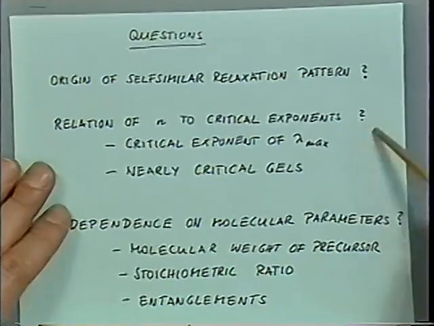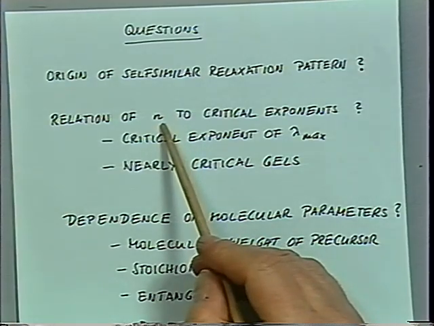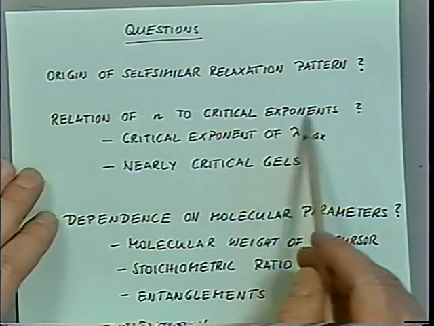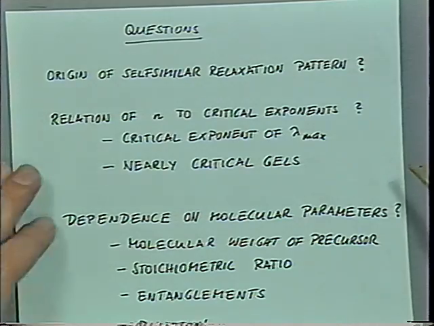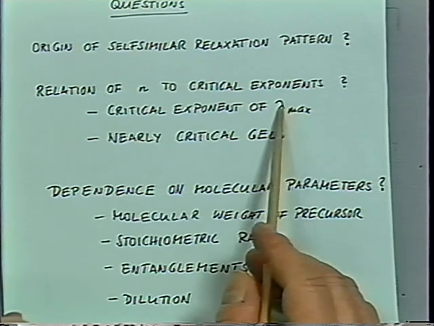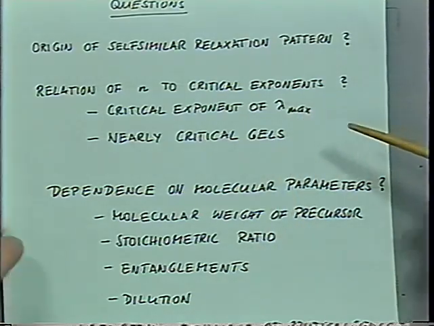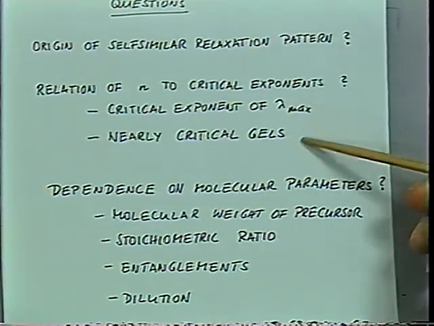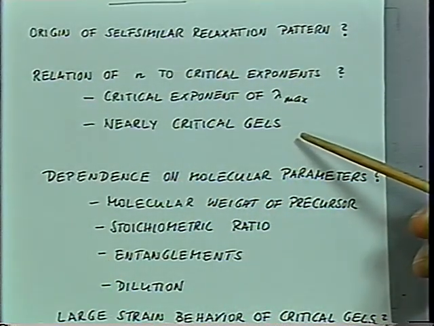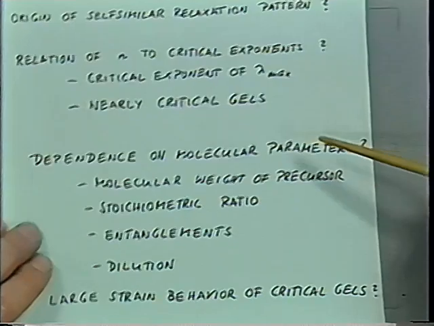OK, so where does this pattern come from? We should look at the relation of n, which is an exponent for the behavior at the critical state at the gel point, relation of that with the classical critical exponents. We will do that next. And we also should look at the divergence of the longest relaxation time, see what's the critical exponent of lambda max, not just of the viscosity or the modulus. And then, since we are looking at behavior near the gel point, what's the nearly critical gel? What's the behavior not directly at the gel point, but in close vicinity to the gel point? So this is something to discuss.